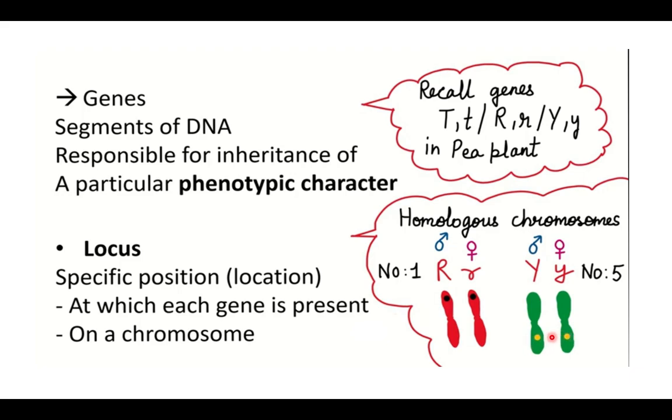So here, what is locus? The position where the gene is present is the locus. Just the example I am showing you here. This will be asked for 2 marks or 1 mark. So locus is what? The specific position at which each gene is present on the chromosome.